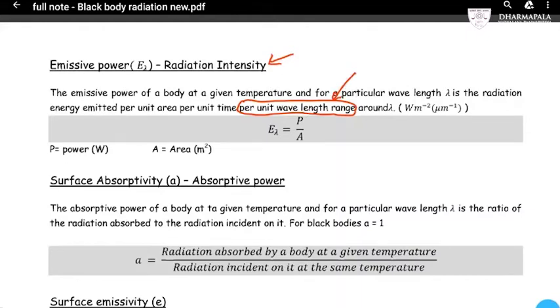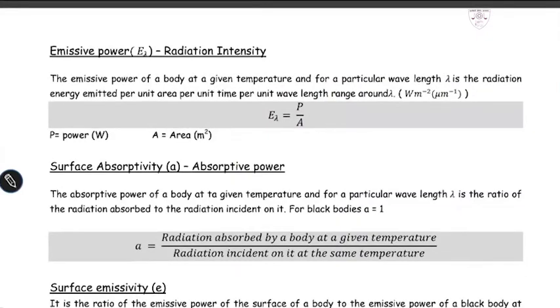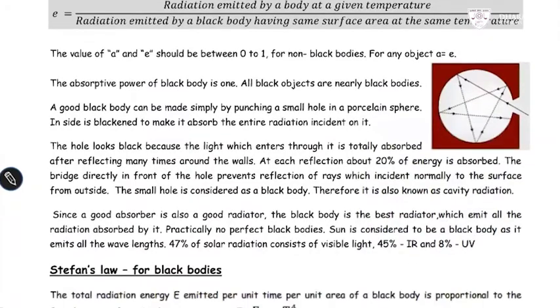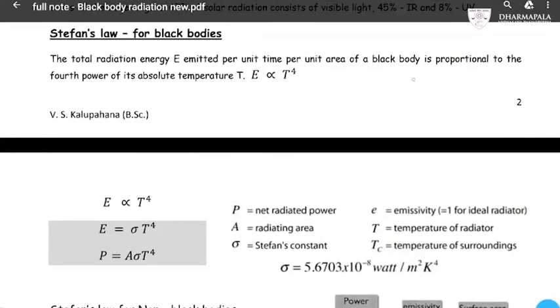But in Stefan's law, it is mentioned not for a particular wavelength, but for all the wavelengths in the spectrum. So this E means the total energy emitted per unit area per unit time by all the wavelengths emitted by a body, which is directly proportional to the fourth power of the absolute temperature. T is the absolute temperature there.